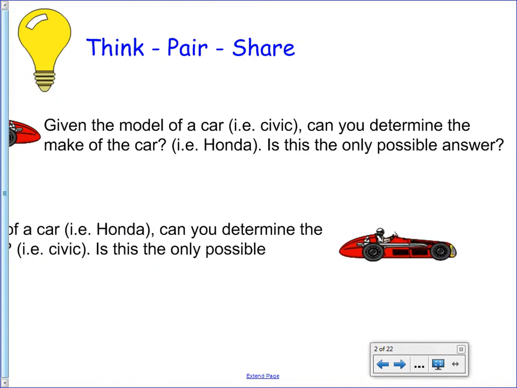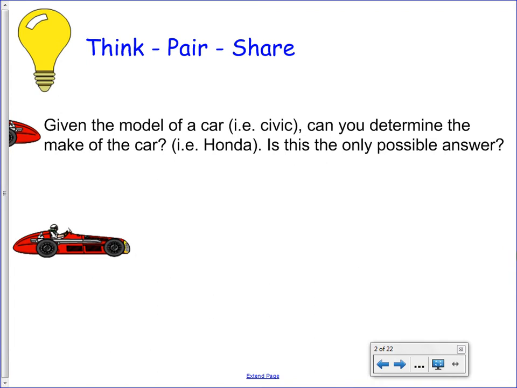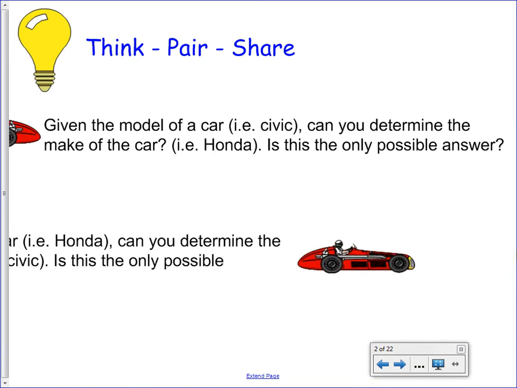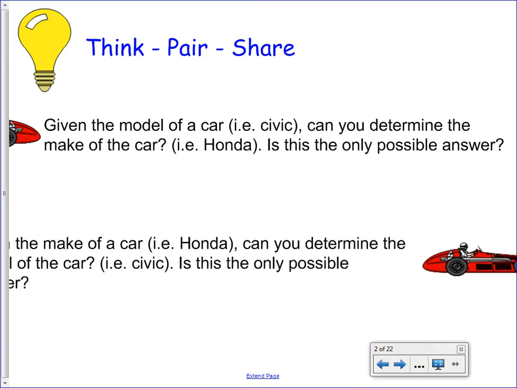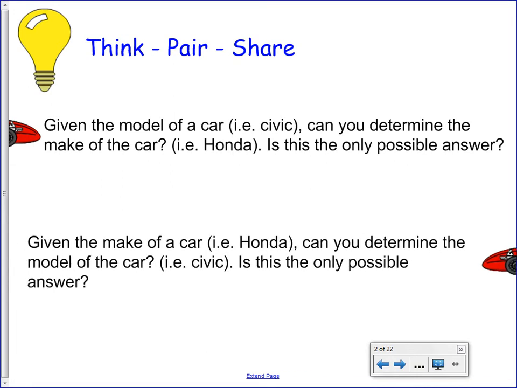What about this one? So you're saying there's only one possible answer for that one, right? What happens if I did it the other way? Given the make of a car, i.e. a Honda, can you determine the model of the car? I.e. a Civic. Is this the only possible answer? So if I said the car is a Honda, would you know what it is?